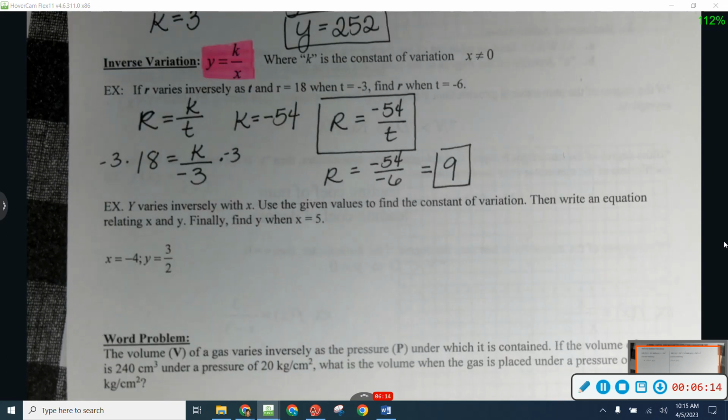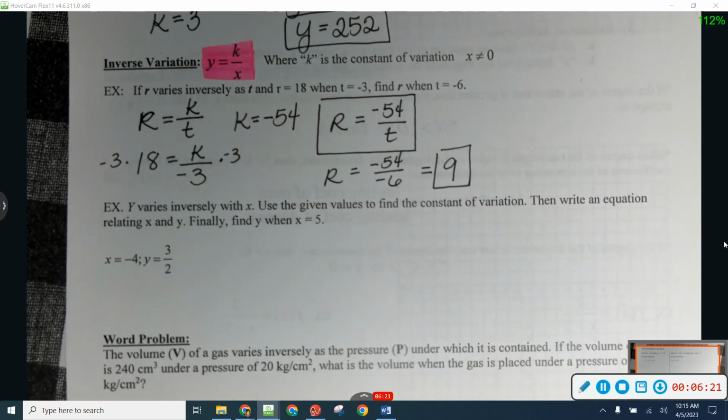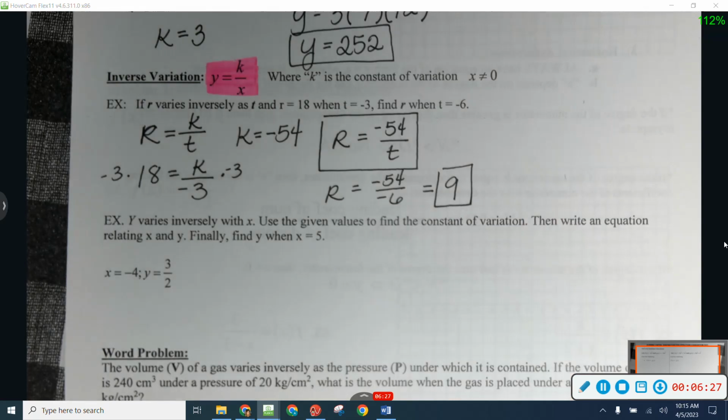Okay, so now it says y varies inversely with x. Use the given values to find the constant of variation. Then write an equation relating x and y. Finally, find y when x equals 5. That's a whole bunch of words just to tell me what we were just doing. Okay, so even though it looks like it's set up differently, the problems are still the same.